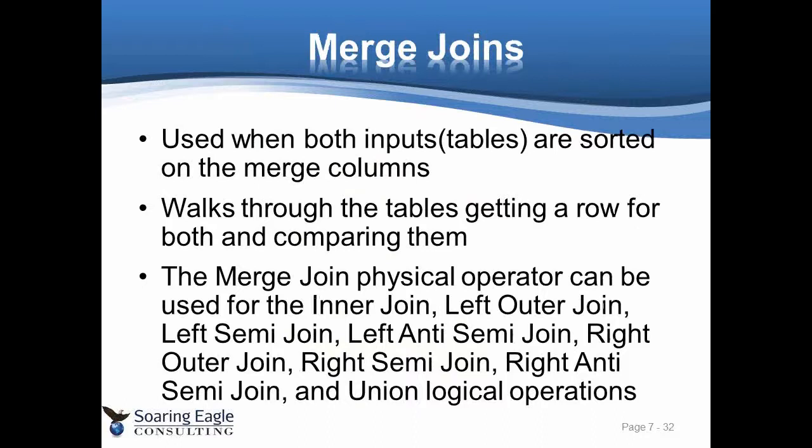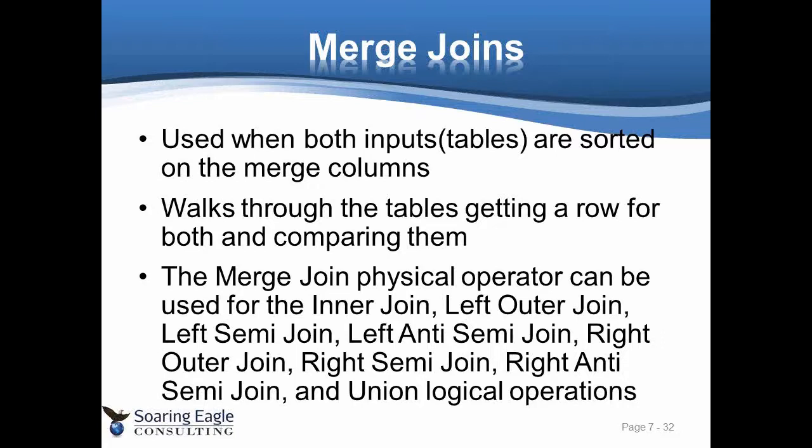Let's talk about merge joins. The idea behind the merge join is that both of the things you're joining, it says both inputs because they're not necessarily data tables, they might be derived tables or table variables, but both inputs are sorted on the merge columns. What the merge join does is walk through each table, get a row from each table, and compare them. This allows us to walk through each table once, with a single scan through each table as opposed to multiple scans.